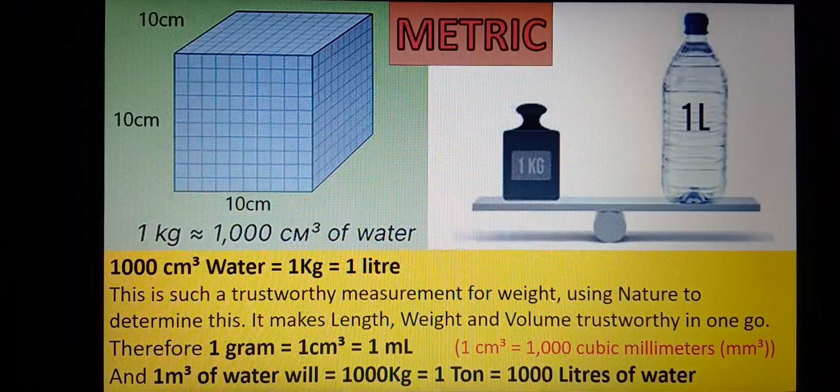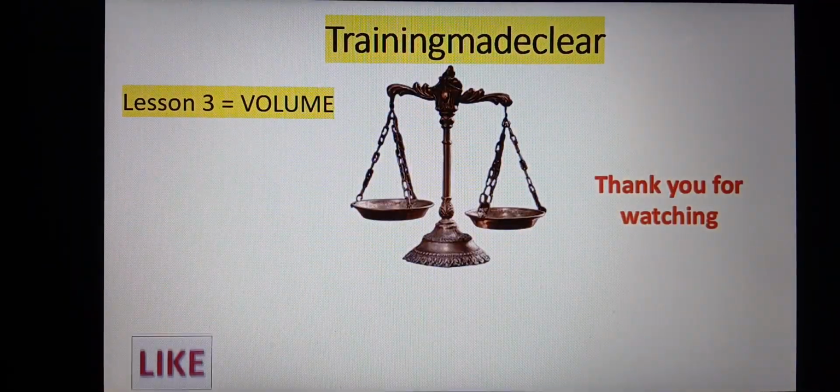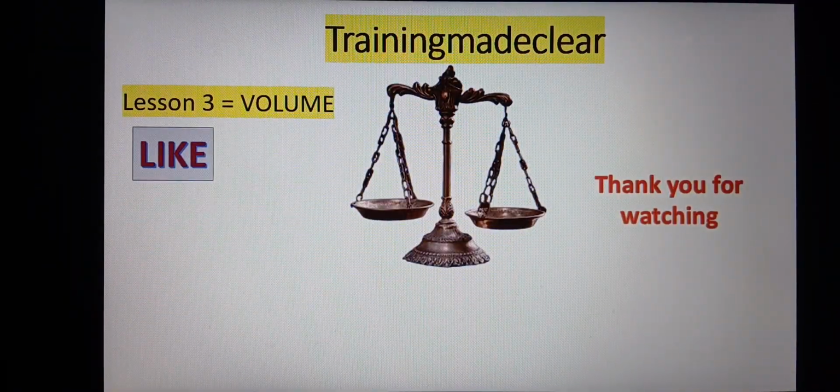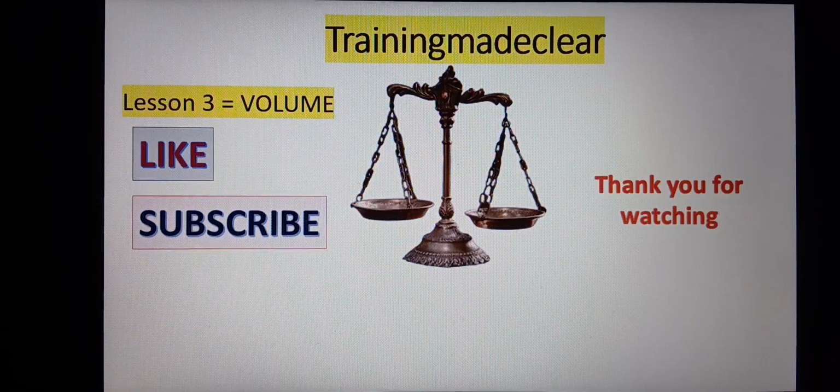Okay, so there I basically said it before. The container, 1,000 cubic centimeters of water equals 1 kilogram, which is 1 liter. I hope this quick lesson on volume is of benefit to you and that you've learned a lot.